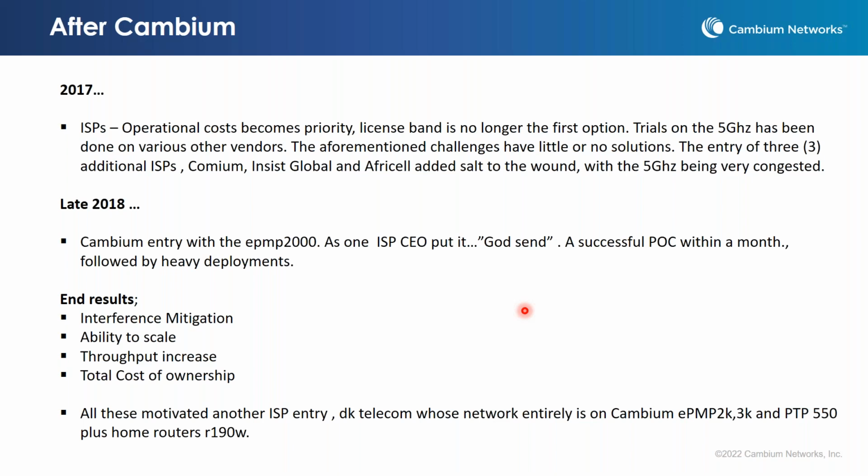So ISPs also were able to see that, okay, fine, the ePMP is scalable, even though it's only 5 gigahertz. As opposed to other vendors, you can scale, but to a certain point, you will not be able to handle the interference, either self-interference or external interference. So this is very key to what Cambium was able to achieve.